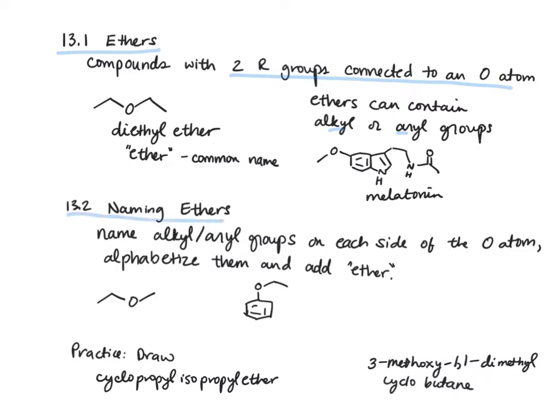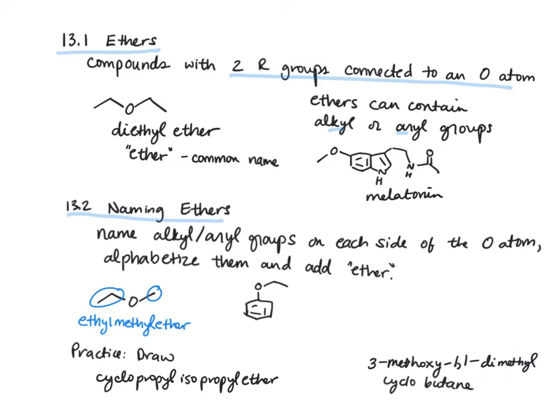Next, naming ethers. To name an ether, what you want to do is name the alkyl or aryl groups on each side of the oxygen atom, then alphabetize them and add the word ether at the end. So in our first example, we have a methyl group and an ethyl group. The ethyl group comes first alphabetically, so we write ethyl, then methyl, then ether.